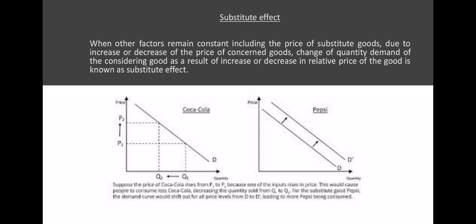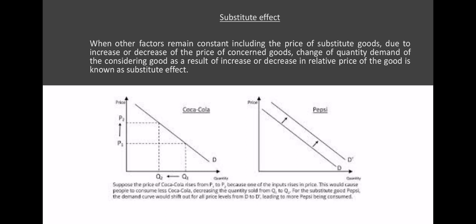Alright, and then the second reason is the substitute effect. Now the substitute effect explains that when other factors remain constant, including the price of substitute goods, we are talking about the reasons for the law of demand, which happens due to the change in price of the considered good. Now the considered good here is Coca-Cola. So when other factors remain constant, including the price of substitute goods, the substitute good for Coca-Cola is Pepsi.